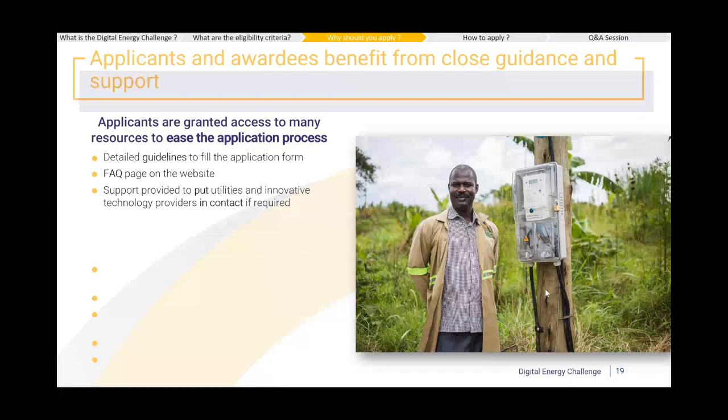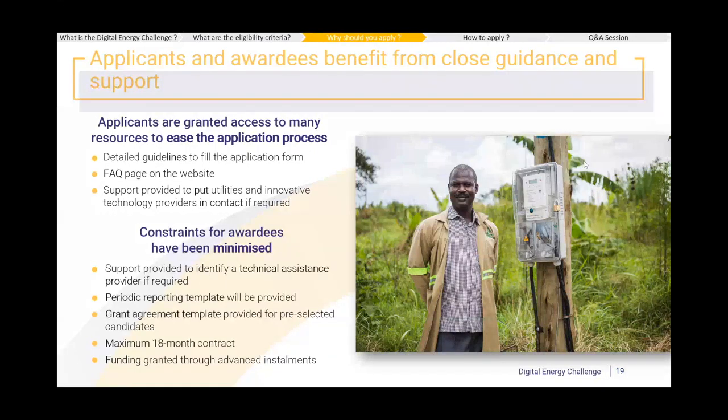There will also be, for the awardees, for the winners, a lot of accompaniment from the challenge team. So we will provide support to identify technical assistance provider if you need it. Sometimes you already have in mind what you want, but sometimes we can help to guide you into these needs. We will provide you with all the templates for grant agreements, for periodic reporting, so that we can follow the project's milestones. And also the funding will be granted through advanced payments. That was what I was saying before. And you will be accompanied all along the way of these payments.